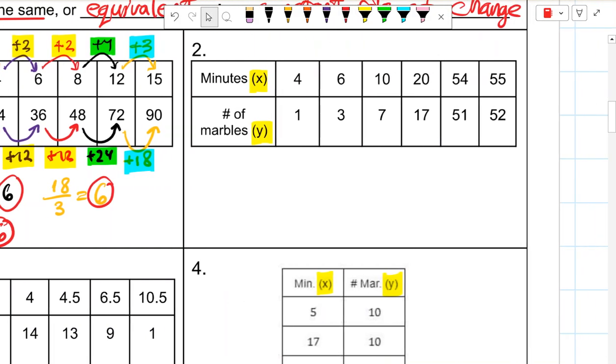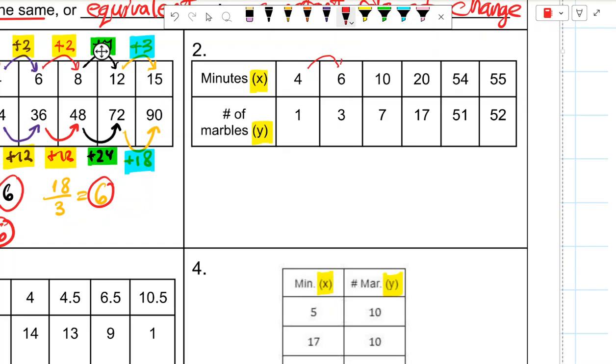Let's try it again. Here, on the first one, we have a difference of plus 2 and a difference of plus 2. Then we have a difference of plus 4 and a difference of plus 4. And then we have a difference of plus 10 and a difference of plus 10.